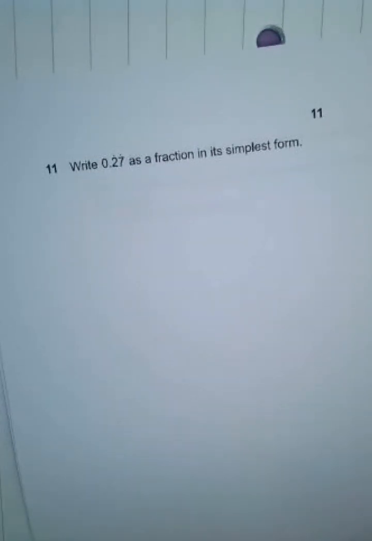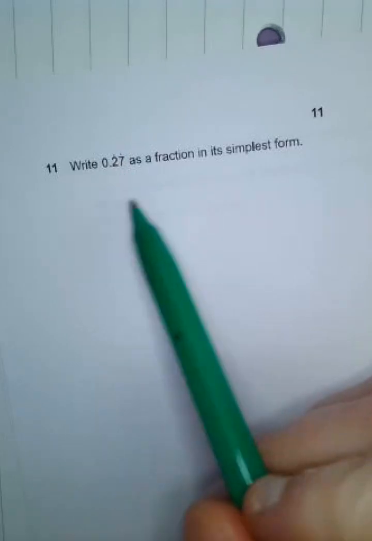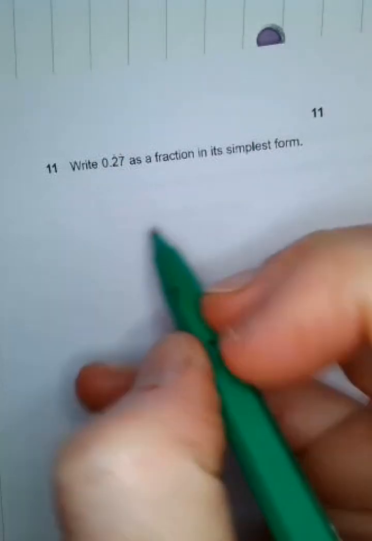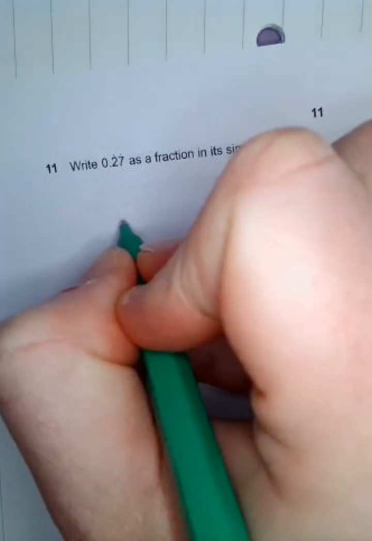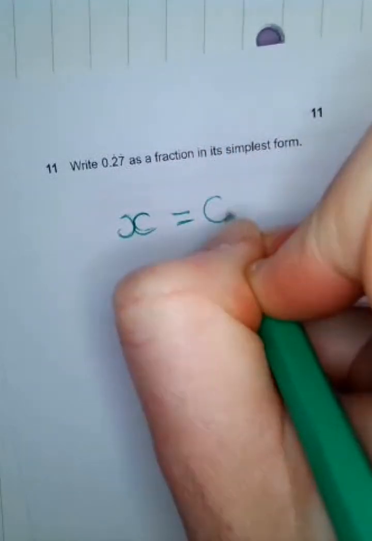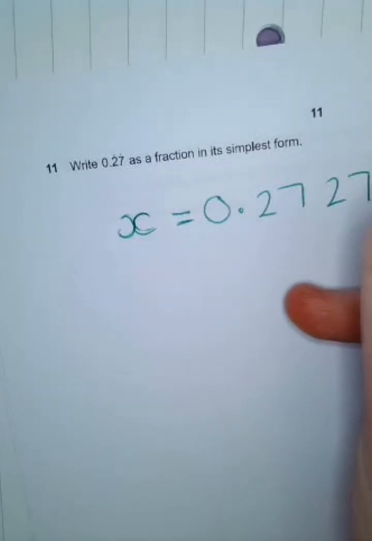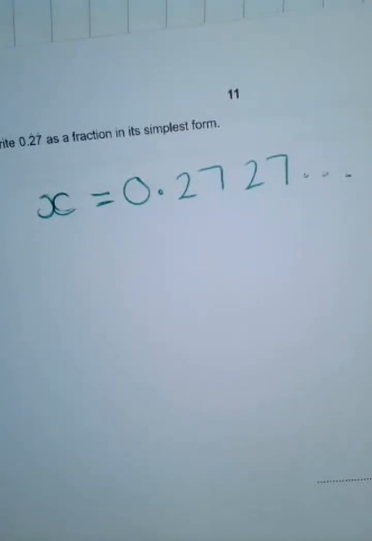We're at 0.27, both of which are recurring, just in case you can't quite see there's two dots there, as a fraction in its simplest form. So we're going to start off by calling this x, 0.2727, and it would carry on across the bit so you can see it.